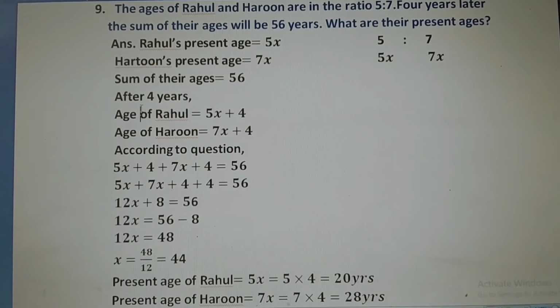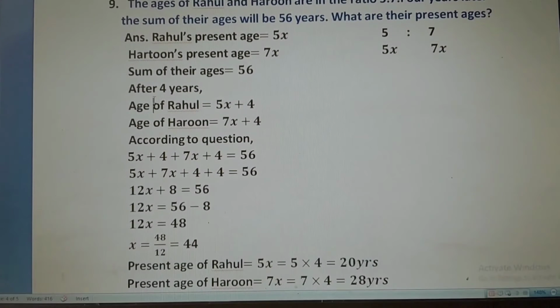Ninth question is, the ages of Rahul and Harun are in the ratio 5:7. 4 years later, the sum of their ages will be 56 years. What are their present ages? In the question, the ages of Rahul and Harun are given in the ratio 5:7. 4 years later, that is, after 4 years, the sum of their ages will be 56 years. We have to find their present ages.